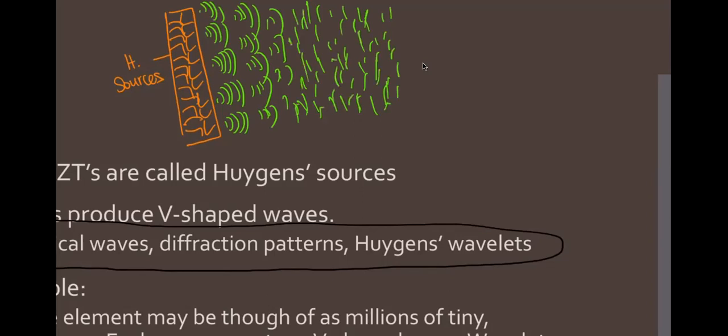So, okay, now you have all these wavelets, all these Huygens wavelets, all these diffraction patterns, all these spherical waves. So what do you think all those waves, all those little mini beams, are going to do? They're going to bump into each other. They're going to interfere, and when they interfere, they're going to interfere constructively and destructively. Think back: another way of saying constructive is in phase. Another way of saying destructive is out of phase.